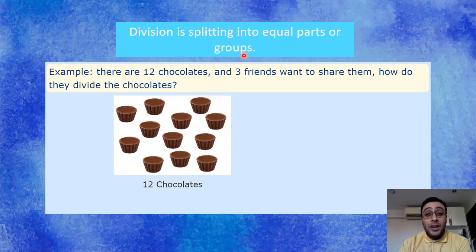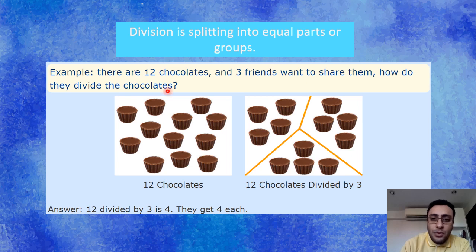As you remember, division is splitting into equal parts or groups. So let's start with an example. There are 12 chocolates, yummy yummy, and 3 friends want to share them. How do they divide the chocolates? Obviously you cannot give all the chocolates to one friend, or to 2 friends. There are 3 friends and they want equal amounts. So we have to divide it by 3, right?